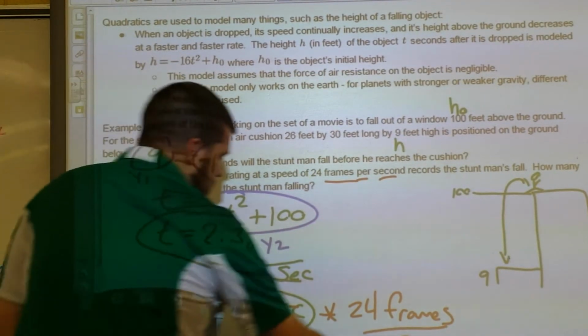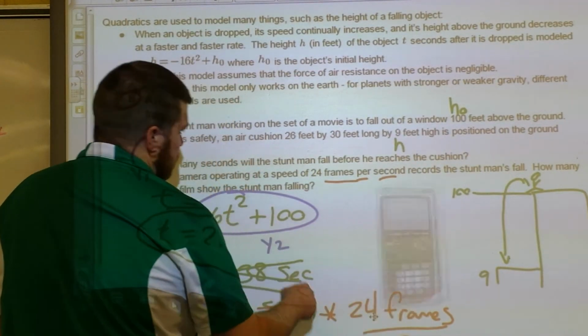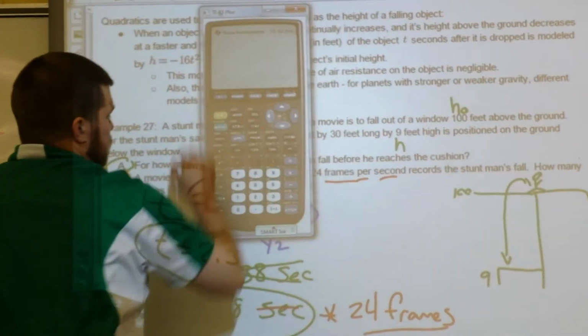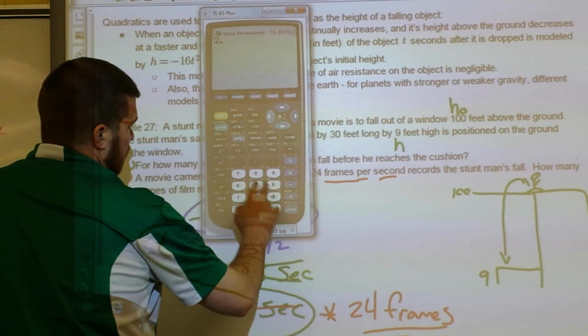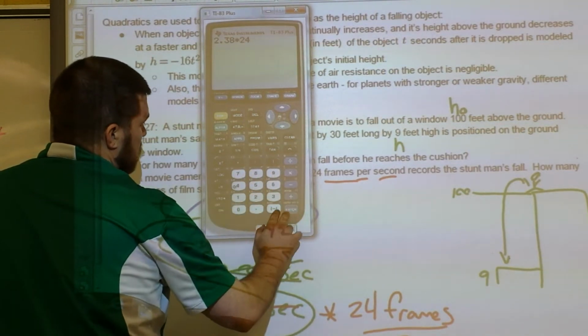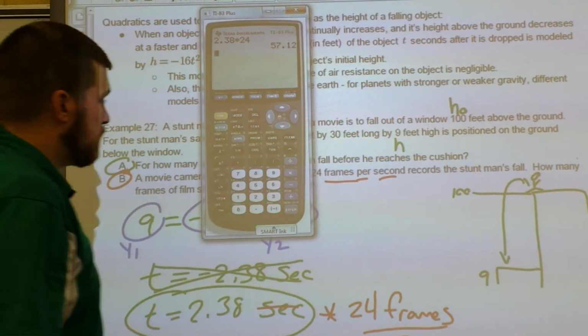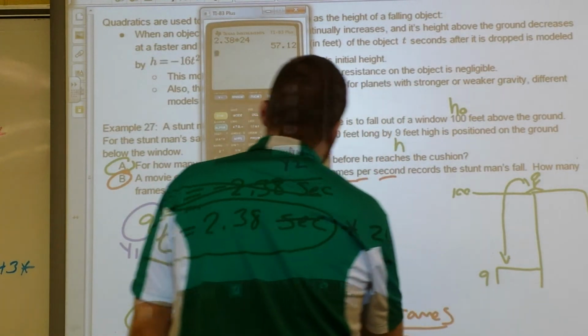So when I do this, I'm going to use my calculator. Go back to my main screen. 2.38 times 24 tells me approximately 57 frames of film are going to be used.